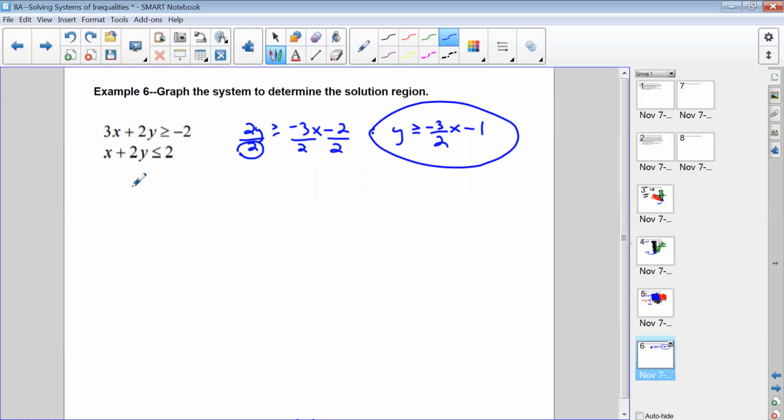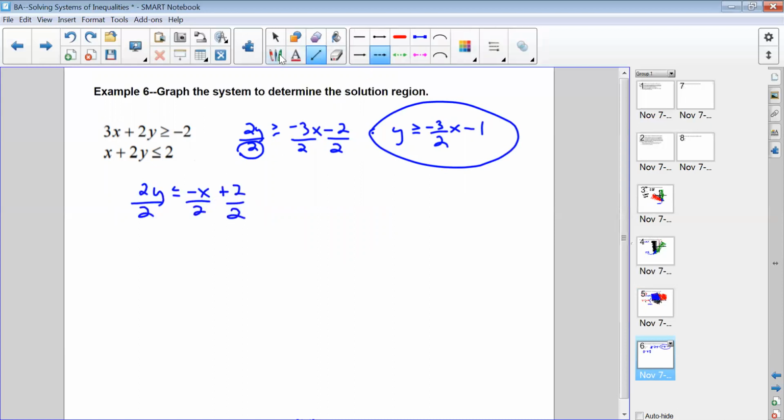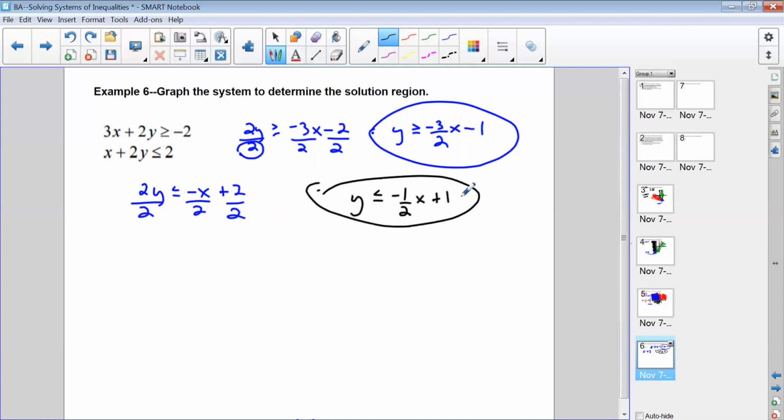And then here, I want to solve this one for y. So I'm going to subtract the x. So divide by 2. So my other equation would be y is less than or equal to negative 1/2 x plus 1. I want to graph these two.